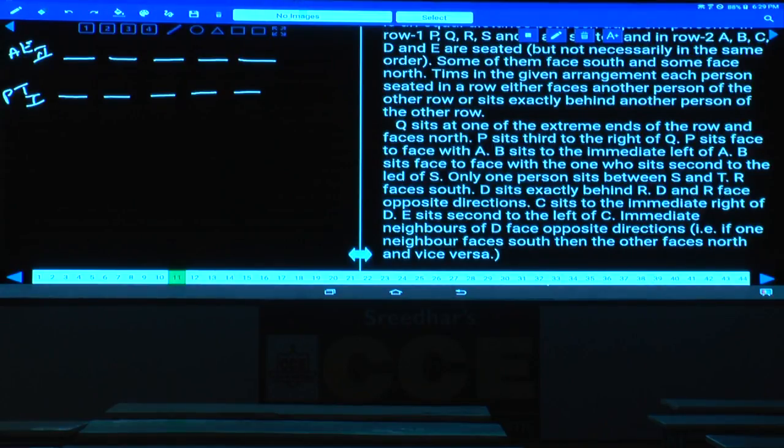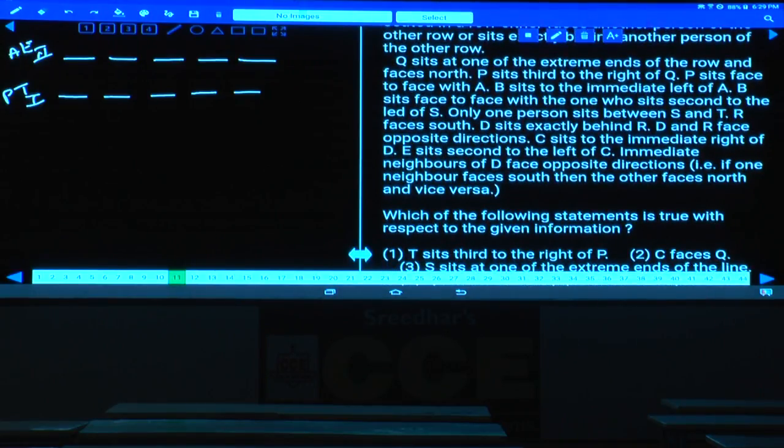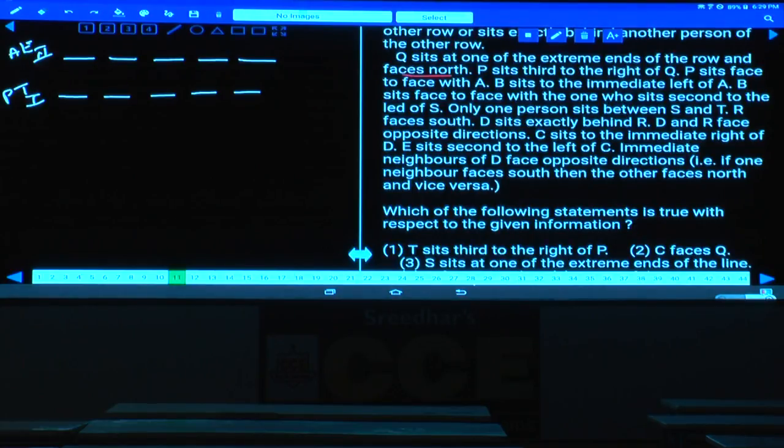In the given arrangement, each member in a row faces either north or south, and each one has a member exactly opposite. Condition number 1: Q sits at one of the extreme ends of the row. As Q sits at one of the extreme ends, this must be his spot, and Q belongs to row 1. Q faces north. As Q is facing north and sits at an extreme end of the row, this is the only possibility. P is seated third to the right of Q, so P must be here.